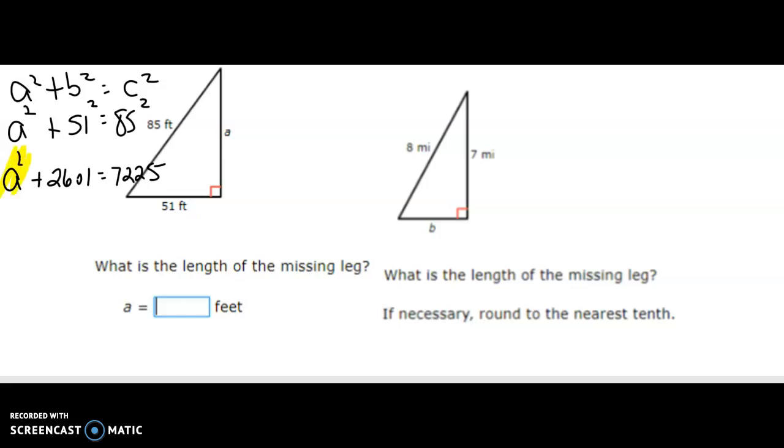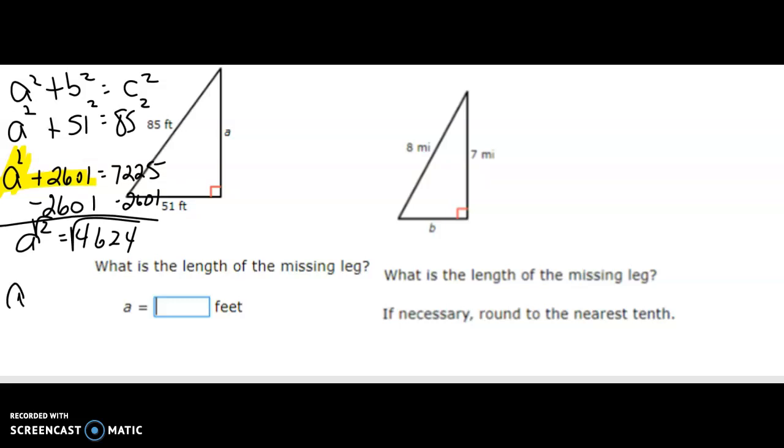Now look right here. My goal is to get a by itself, but right now a is with 2601. So we need to get rid of the 2601. Right now it's adding, so we are going to subtract it. So minus 2601, 4624. But I need to get a by itself, and right now it's squared, so we're going to square root it. So it's 68.